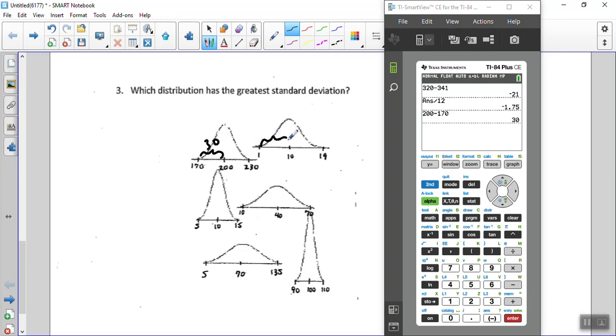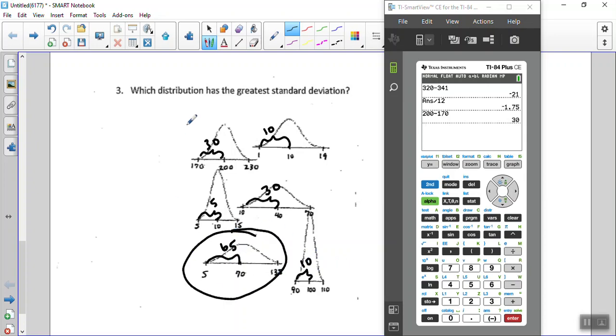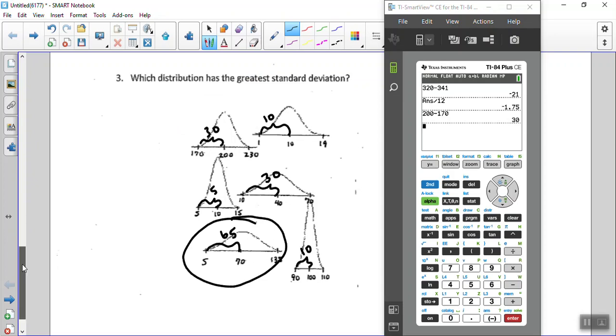What about here? The standard deviation is 10. Here the standard deviation is 5. Here the standard deviation is 30. Here it looks like there's a big jump, so that's like what, 65? And then here the standard deviation is 10. So we're just looking at all the different numbers. I would say this one has the greatest standard deviation.